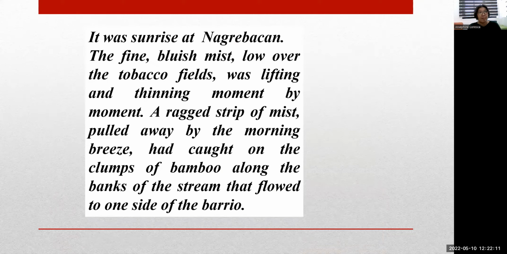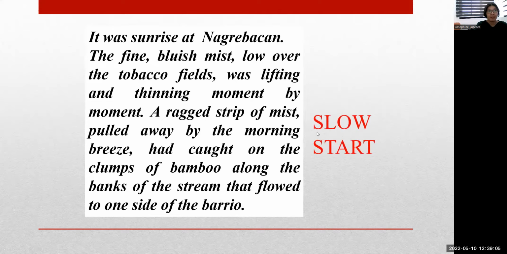Okay, look at this example. This example has a slow start. Why did we say that? Okay, no action involved. This particular paragraph only shows the setting of the story, particularly the place where the story happens. It's in Nagrebakan, and in that place, there was a fine bluish mist flowing over the tobacco fields, lifting and thinning moment by moment. So you can imagine the place where the story is going to happen.